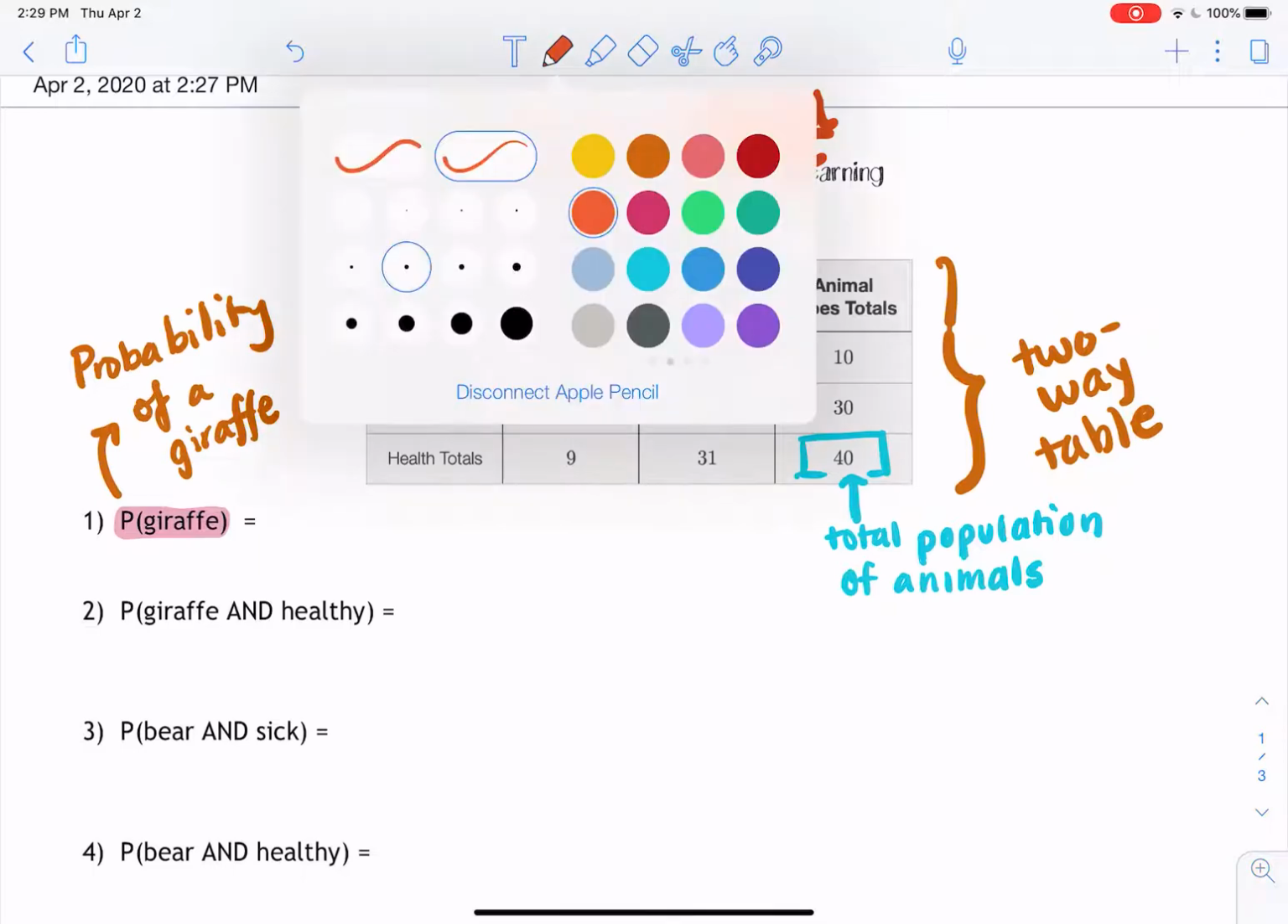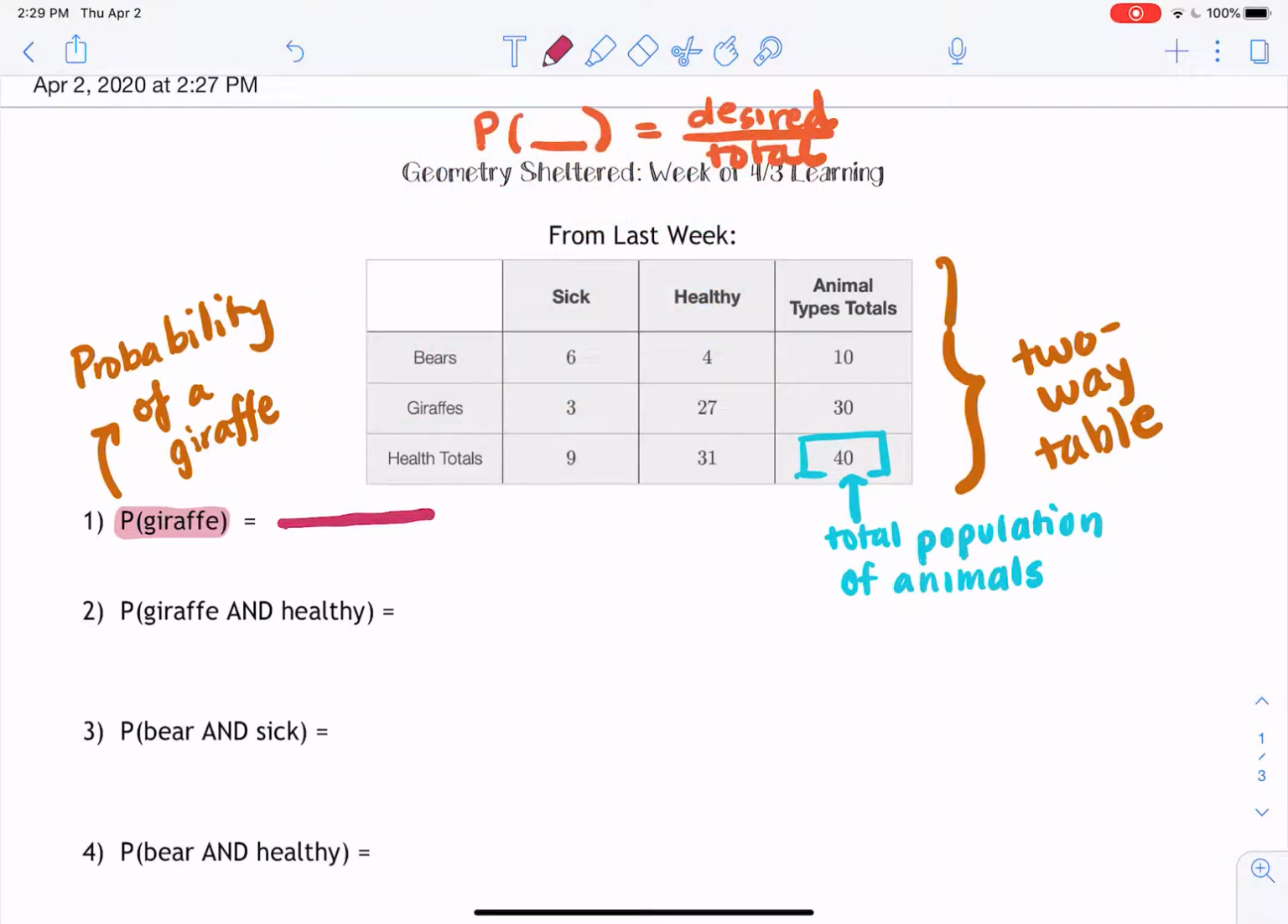So what do we desire when we're asking about probability of giraffe? We are wanting to know the total number of giraffes. So giraffes are here, here. There are 30 giraffes in total out of 40 total animals. So I'm going to erase that.